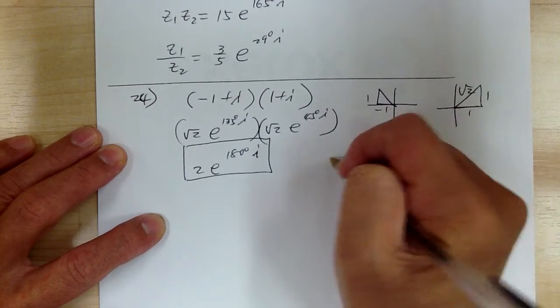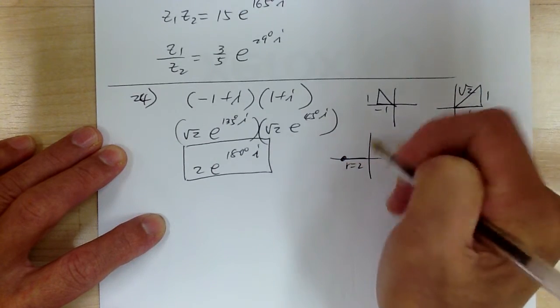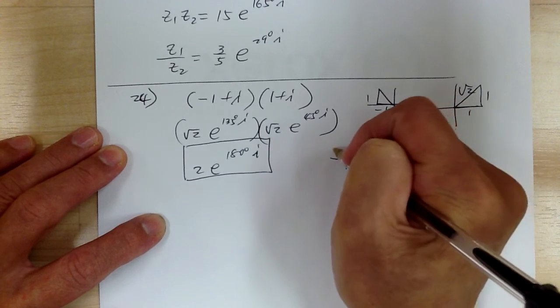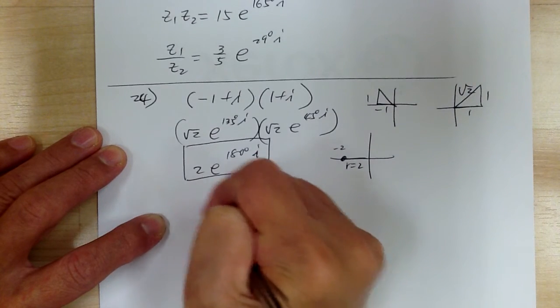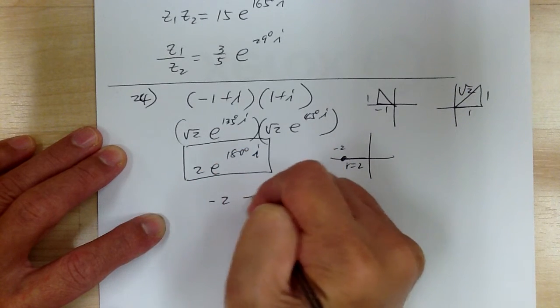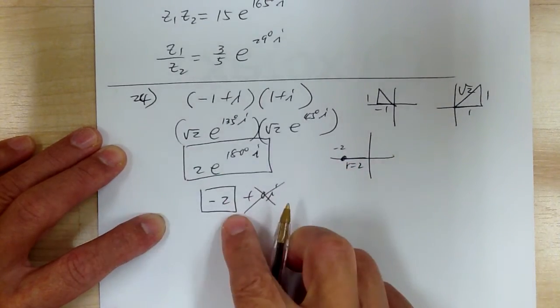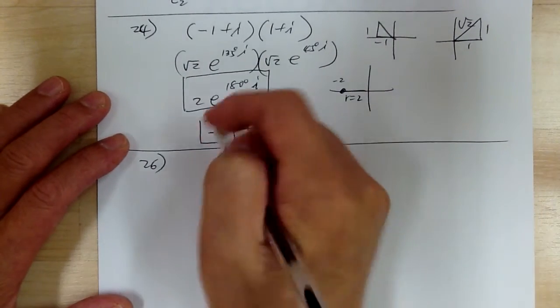Now for the rectangular form, you draw this over here. Okay, so r equal to 2. And in this case, the coordinate over here would be negative 2, 0, right? So in this case, the rectangular form would be negative 2 plus 0i. But you don't have to write 0i, right? So it would be just negative 2. Okay. Let's go to 26.